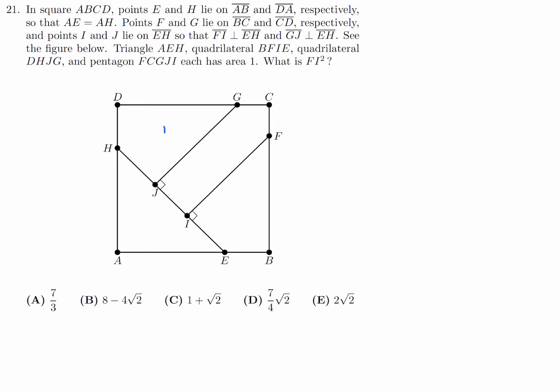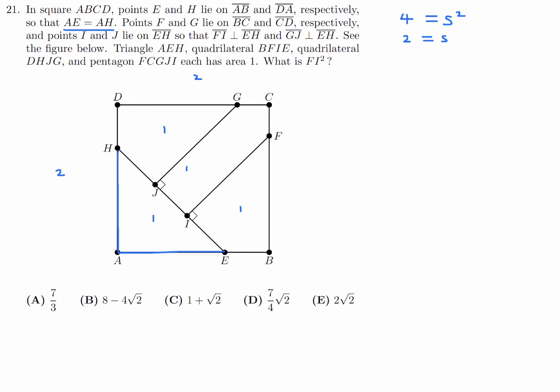Each has an area of 1. This has an area of 1. This has an area of 1. This has an area of 1. That has an area of 1. So that means the total square has an area of 4. And if the side of the square is, say, S, then S squared is 4, and therefore S is 2. So the side of the square is 2, like that. Okay, now this they have told me is equal to that.